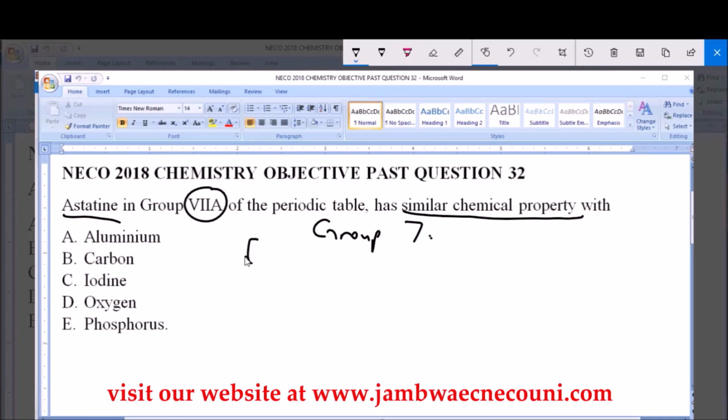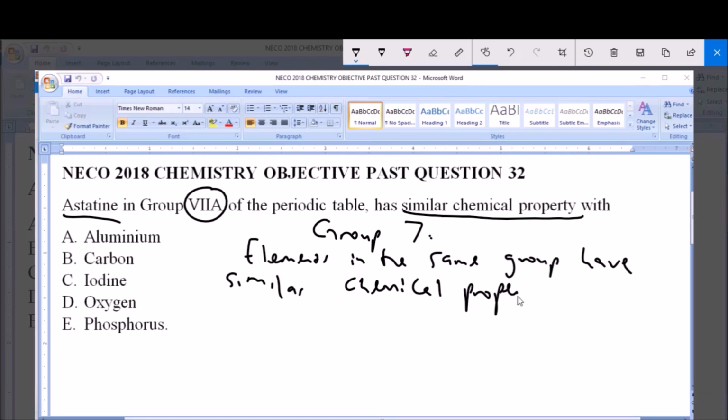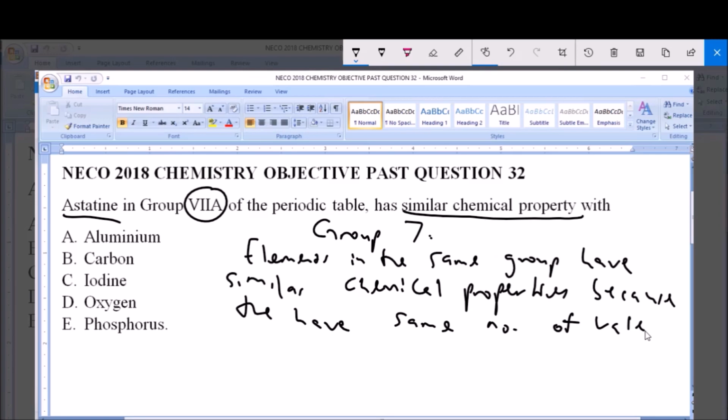Now the important thing to note is that elements in the same group have similar chemical properties because they have the same number of valence electrons. So this is why they have similar chemical properties. Now, for us to pick the answer to this question, all we have to do is pick out the element amongst the options that belongs to the same group as astatine, which is group 7.